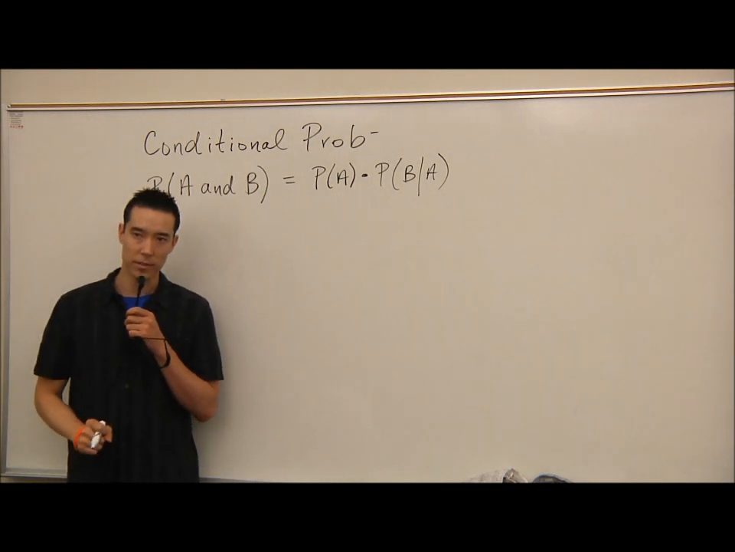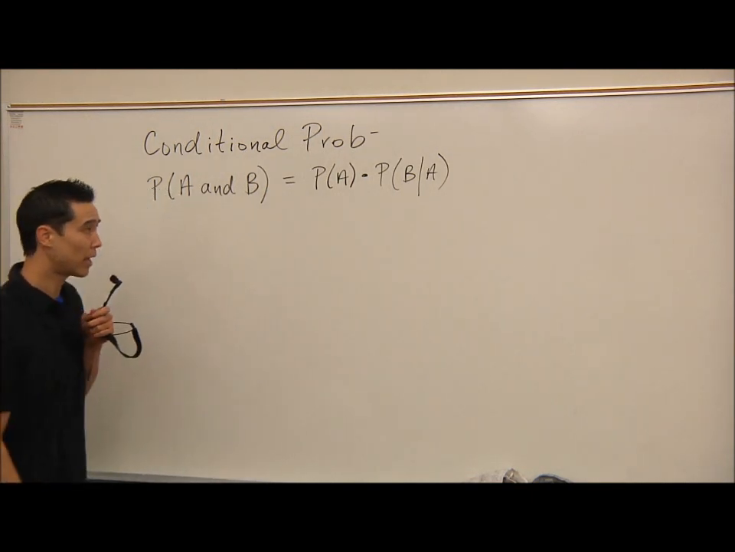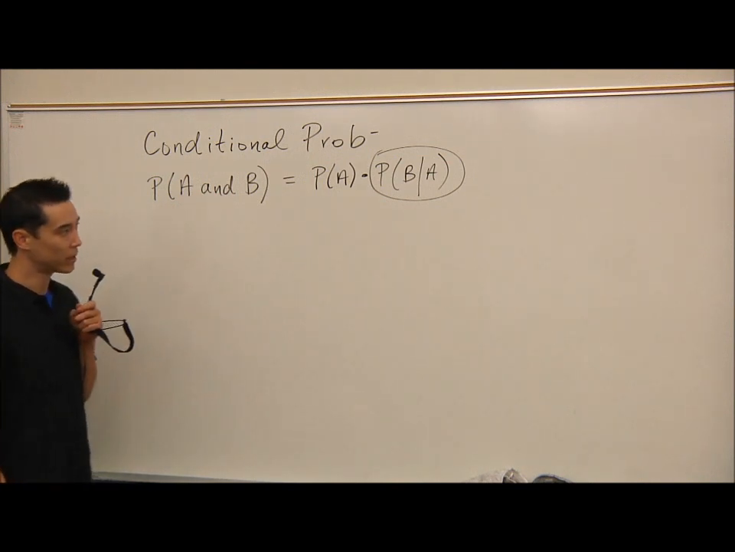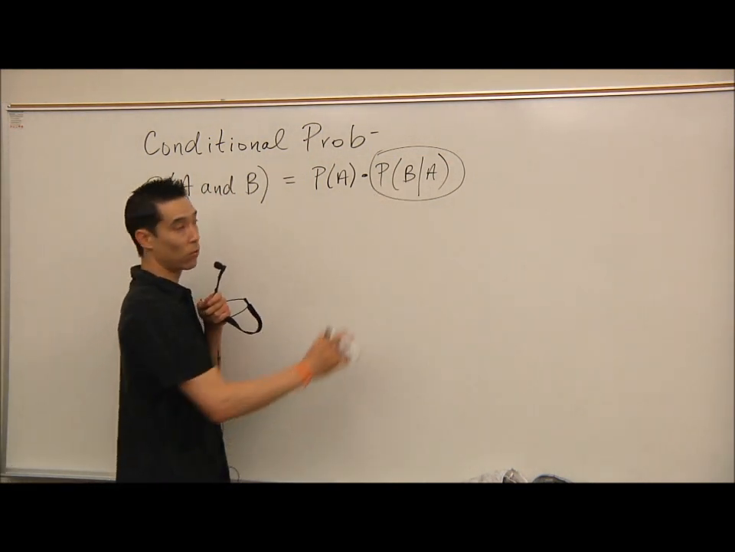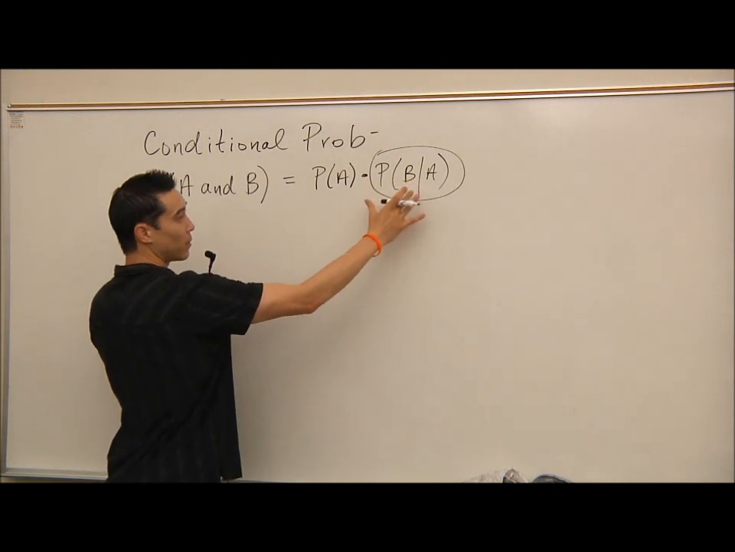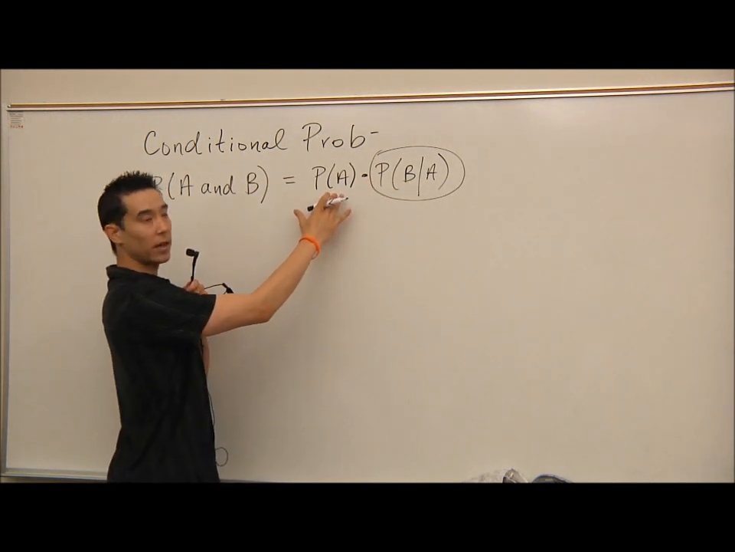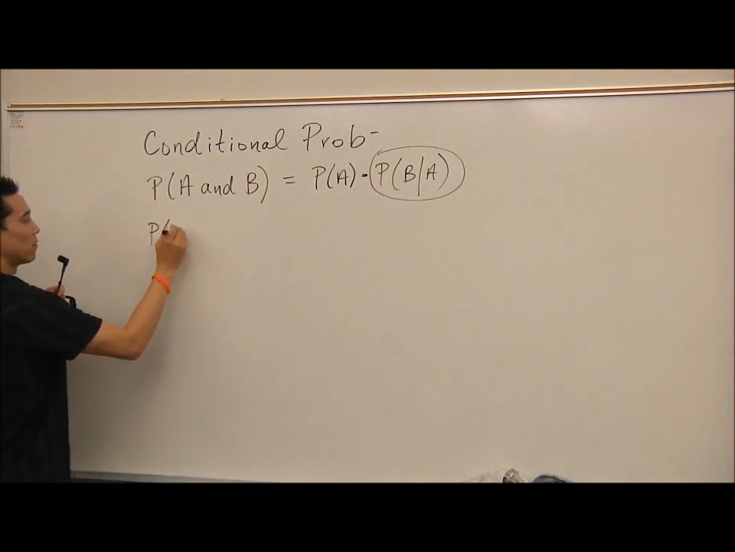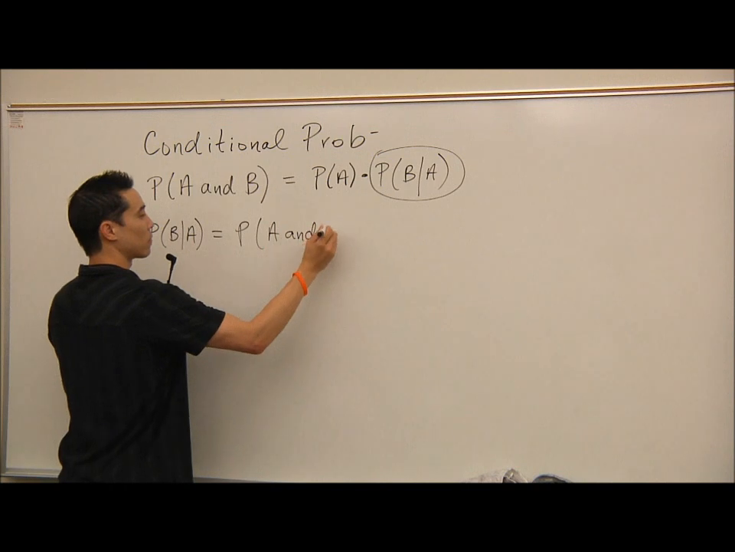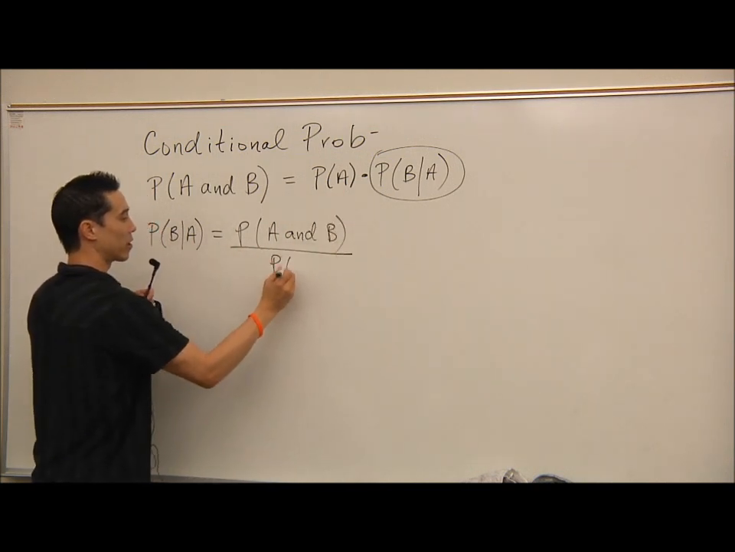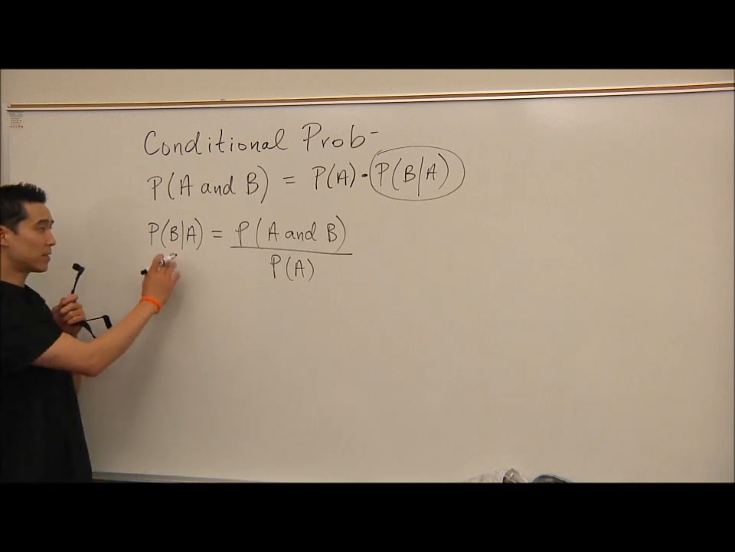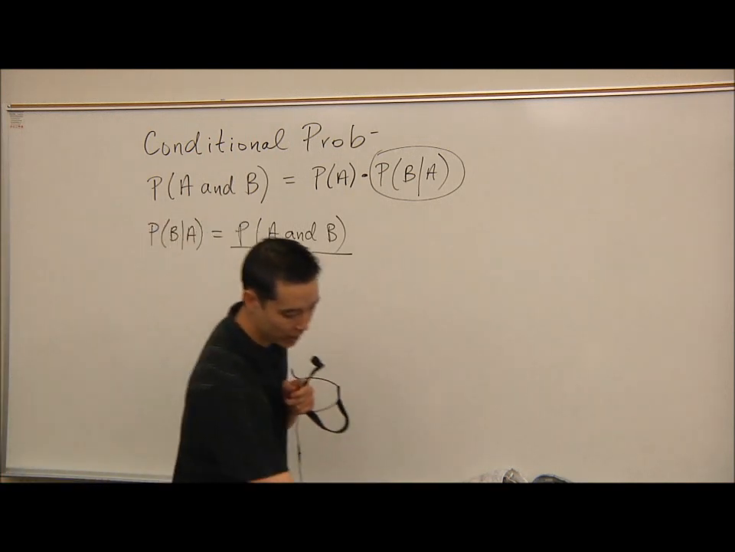Now, some of your homework and quiz problems are going to ask about the conditional part. So they're going to ask you to find this, okay? We can use a little bit of algebra and rewrite this equation. Right now I have this equal to this times this. If I wanted to get this part by itself, how do I undo multiplication? Divide, okay? So I'm going to solve this for the probability of B given A. You'll get the probability of both A and B divided by the probability of A. Okay? You'll utilize that formula for problems that are asking about a conditional probability. I will give you an example right now.